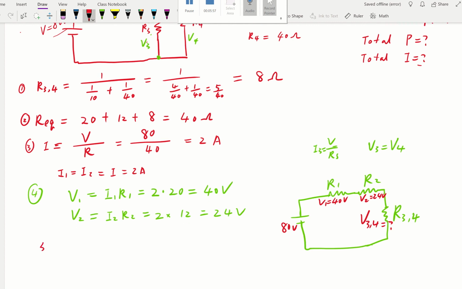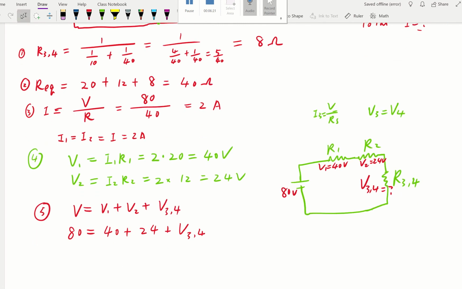If it's in series, we know the total voltage is going to be equal to the sum of all those voltage drops together. So 80 volts is distributed to R1. R1 took 40. R2 took 24. Then the remaining voltage goes to the parallel part, V3 and V4. Then we can calculate that: 80 minus 24 minus 40. That will give us 16.